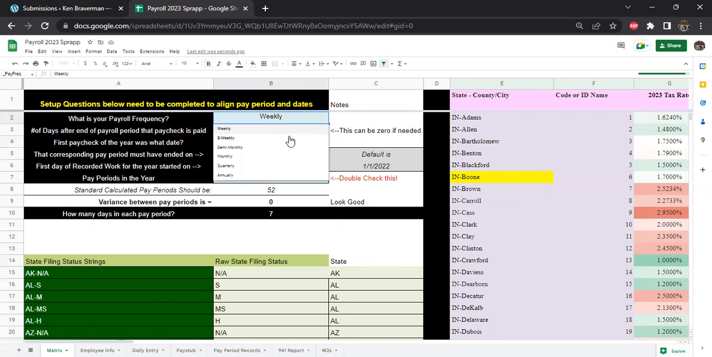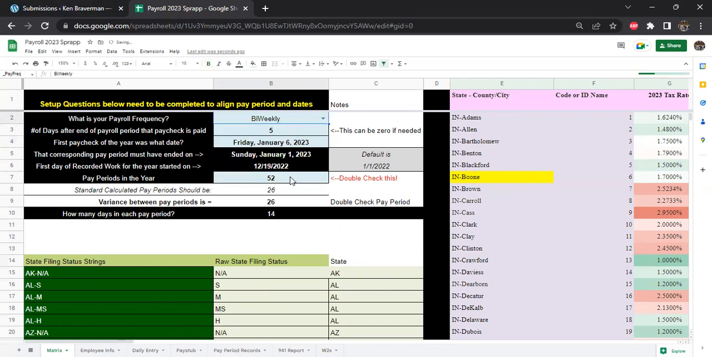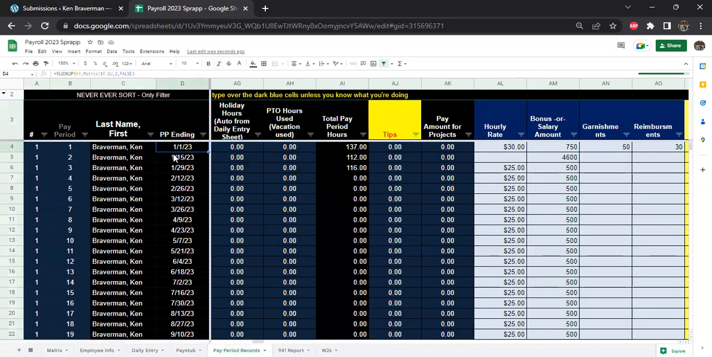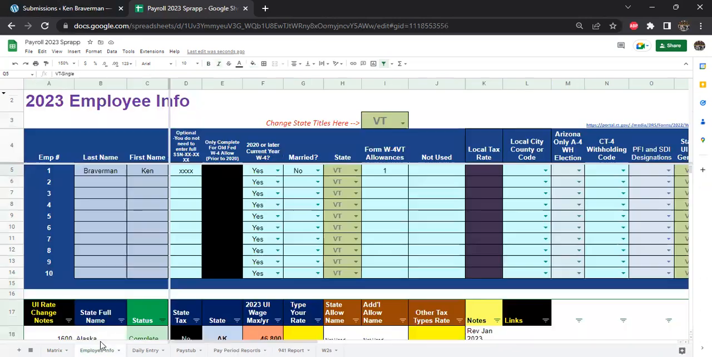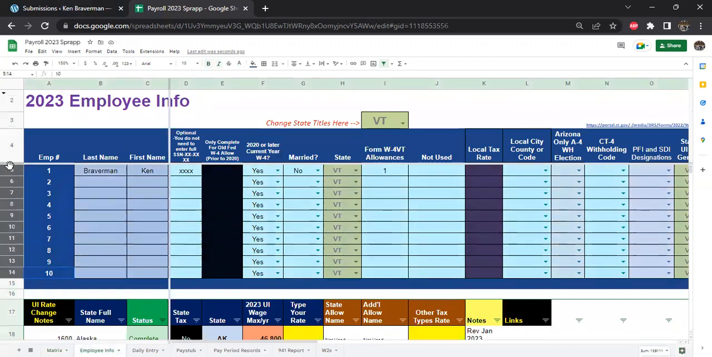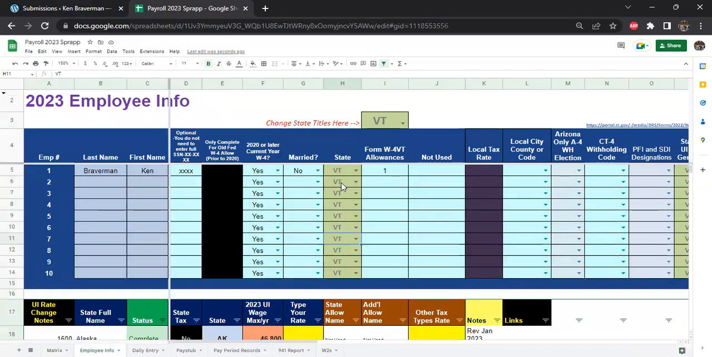Let's go back to biweekly. Keep in mind the whole file changes. Everything goes completely dynamic. When you do something here, it changes the entire pay period record sheet, which is the master record of all your data, turning this into whatever. All your pay periods and everything are just recycling themselves, okay? Your employee info sheet doesn't change. So you've got 10 employee slots on here at this biweekly cycle where you start answering questions about Vermont.